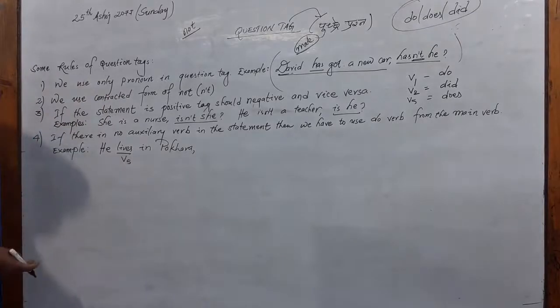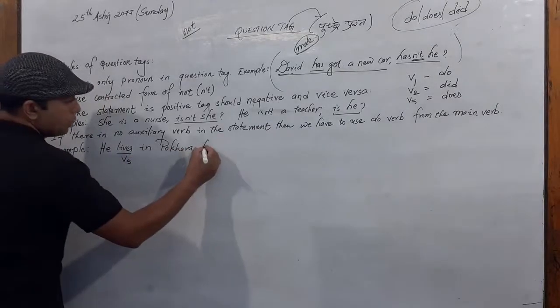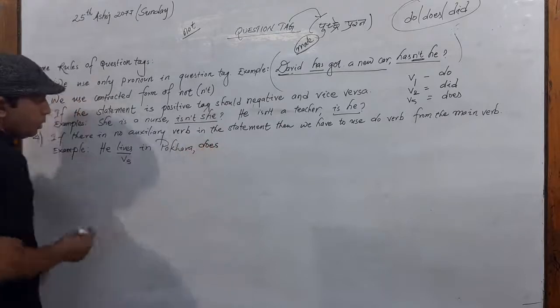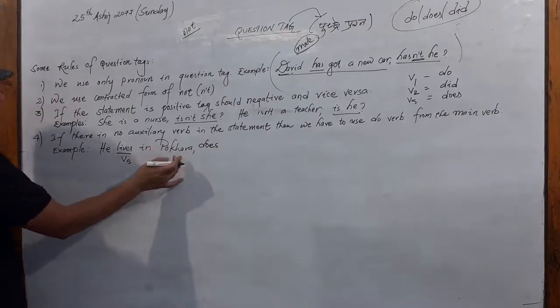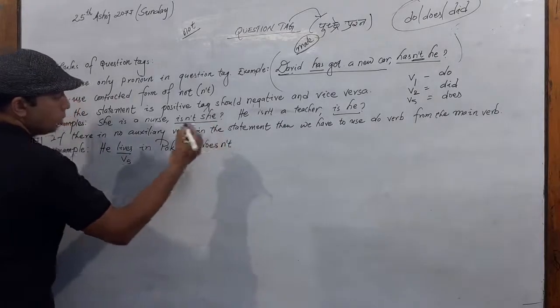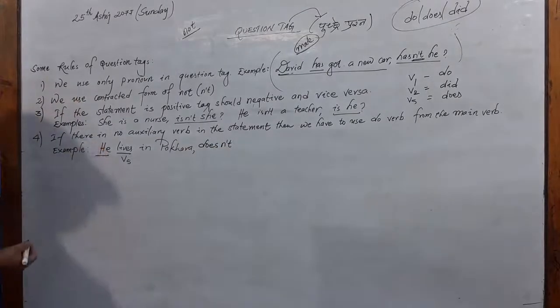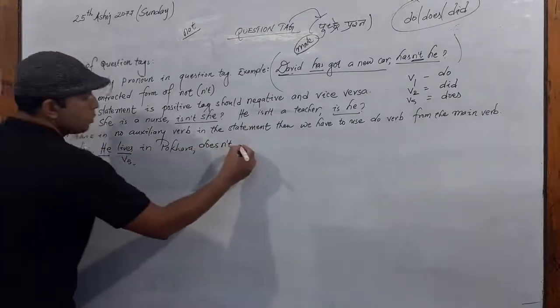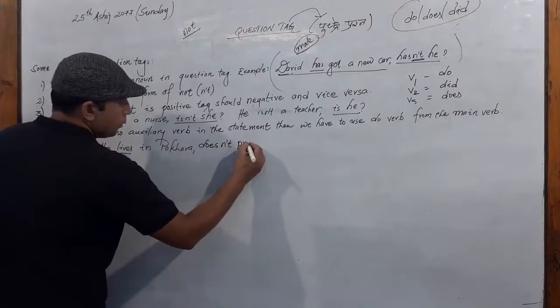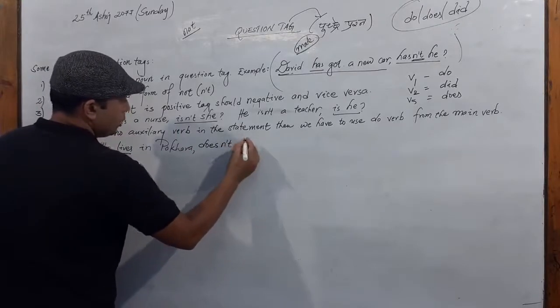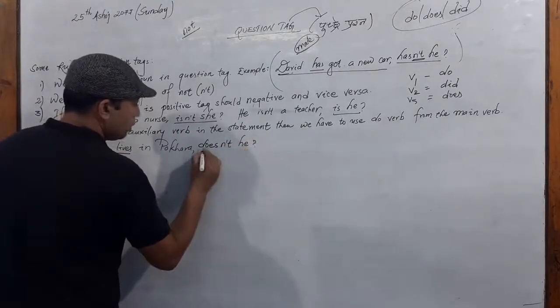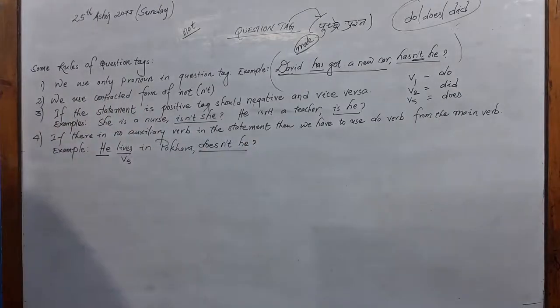He lives in Pokhara means does. This is a positive statement. So add an apostrophe t. Then he is itself a pronoun. So, doesn't he? Yeah. Okay.